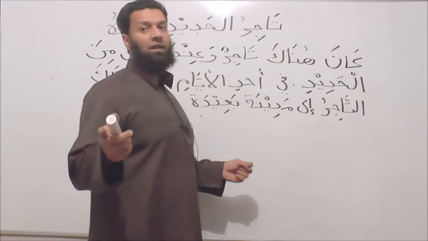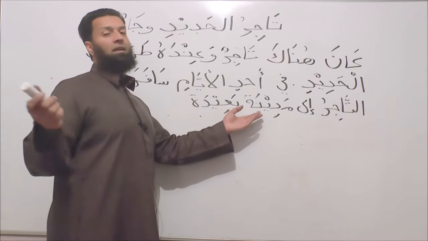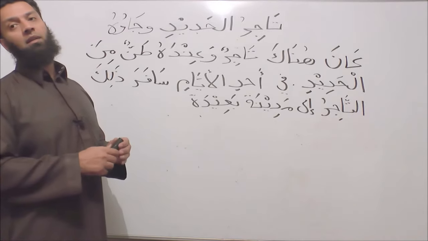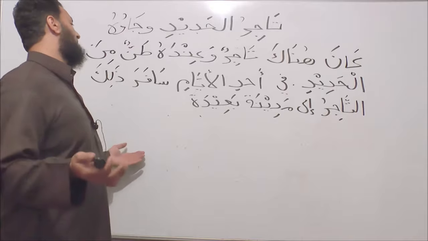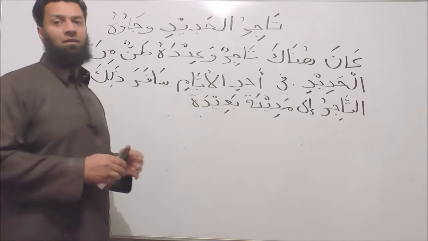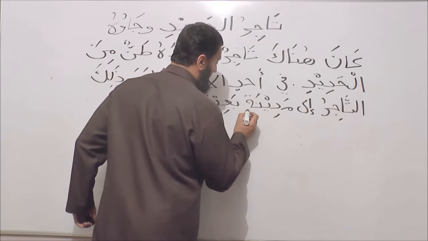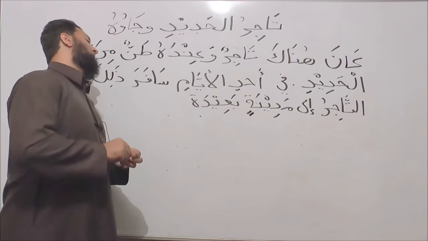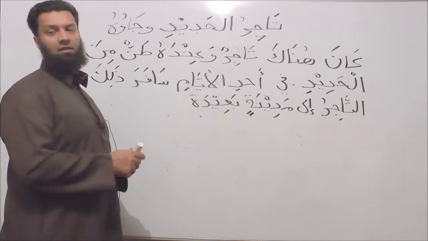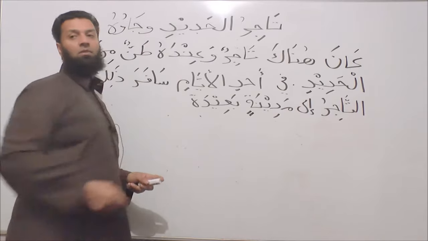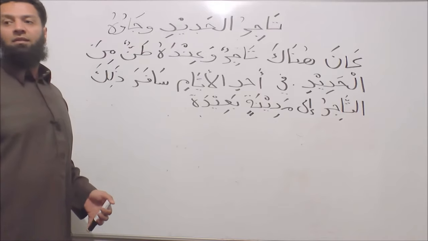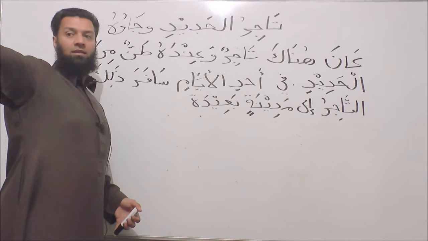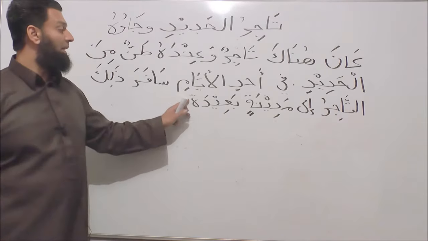Ila is the easy one, right? You like haruful jarri. Madina means city. So what do we place on the ta marbuta? After harfu jar, majrur state. Ila madinatin, and then we have ba'idatin. What does madinatin mean? City. Ba'id means distant. Why do we say ba'idatin, with the ta marbuta?